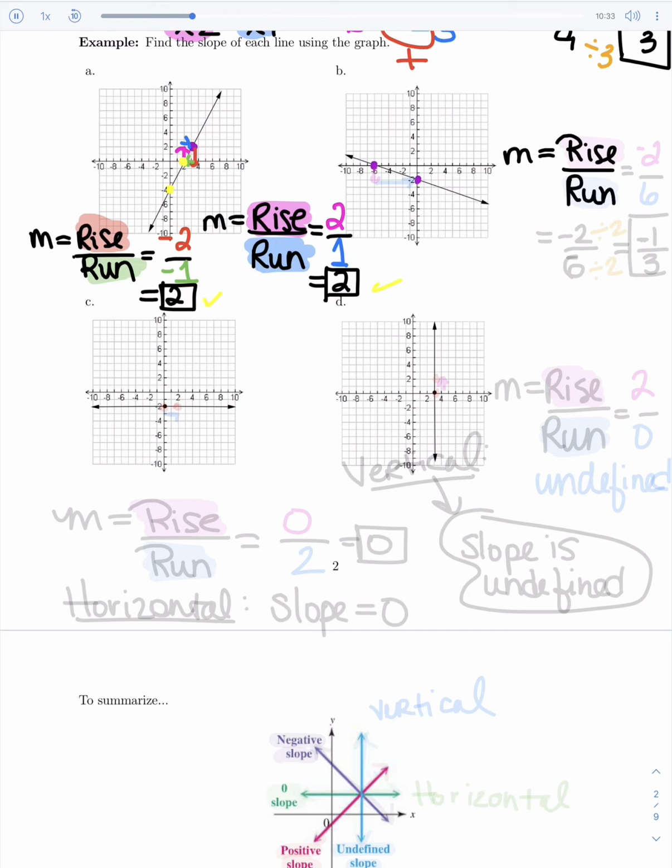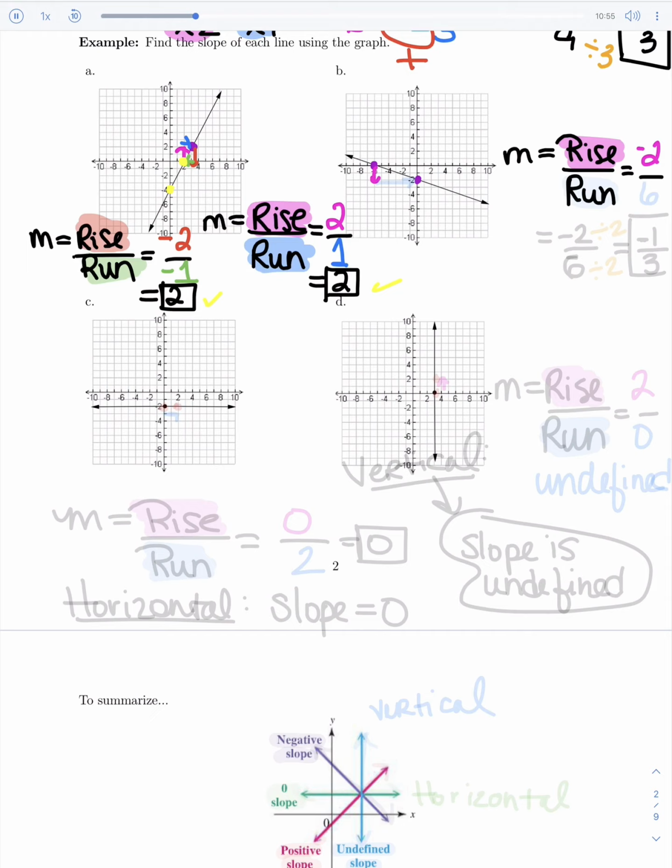Well, let's start with the rise first, because that's what's on top. Well, the rise says working from 1 point to the other, how am I going to get there? I'm going to start with the one on the left and work my way there, so I'm going to have to go down to get to the other point. I'm going to go down 2, which means my rise is negative 2 because it's going down.